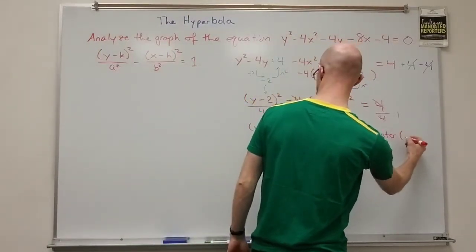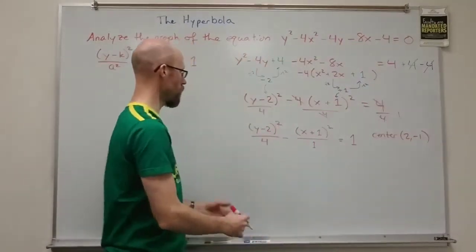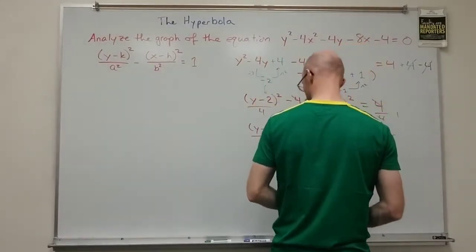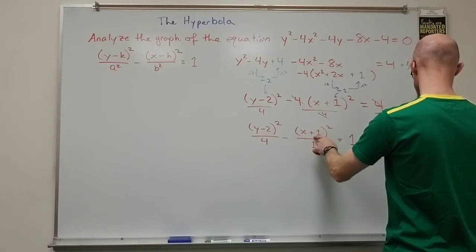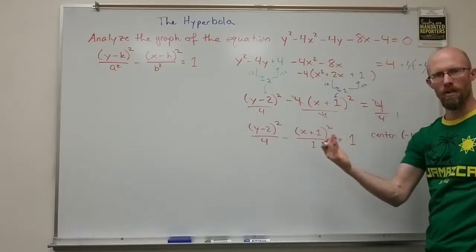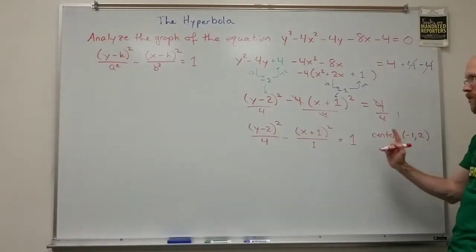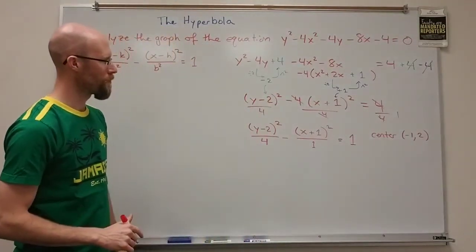The center is at 2 comma negative 1. No, other way around. Whoops. Can't make that mistake. It's at negative 1 comma 2. Yes. X direction, that's the horizontal shift. Y direction, that's the vertical shift. Negative 1 comma 2, and you gotta change the signs. Okay, that makes sense now.